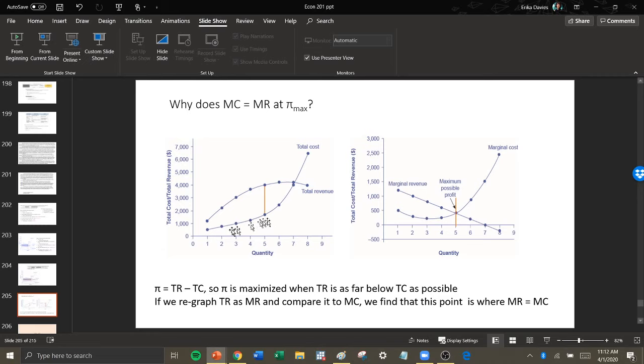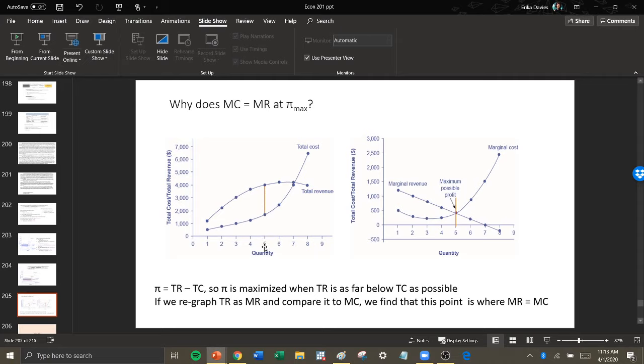If we take these total curves and change them into marginal curves, so instead of saying that we produce one thing and our total cost is 500, and then we produce a second thing and our total cost is 700, we're going to regraph that as the marginal cost of the second thing is 200. Okay, so our marginal cost curve, we all know what that looks like. It always looks like this. Marginal revenue looks like that. And as we said over here, total cost is as far away from total revenue as it can possibly be when we are producing 5 things.